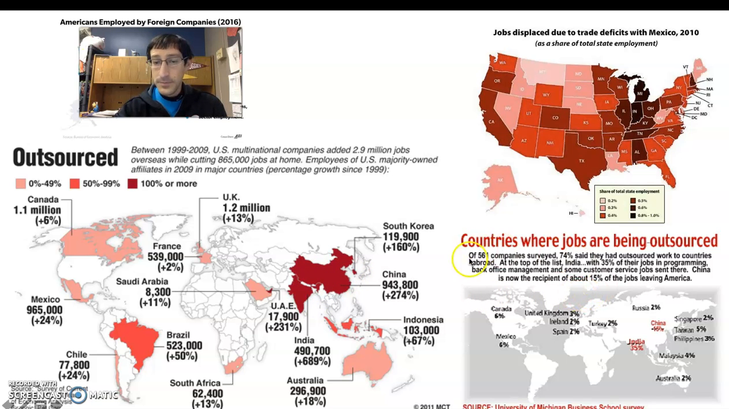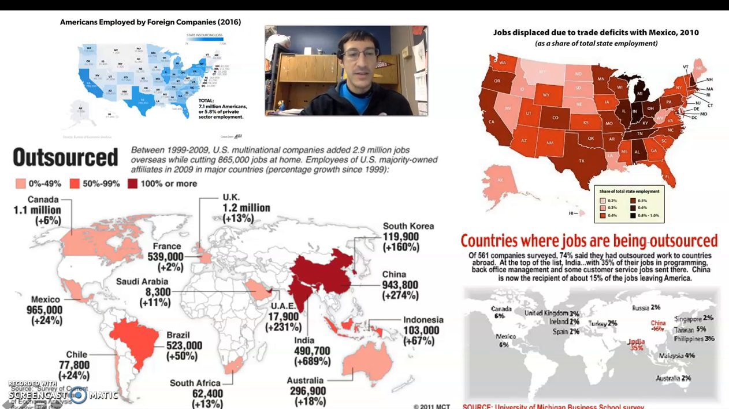So of 561 companies that were surveyed, 74% outsourced work to countries abroad, with India being 35% of jobs in programming, back office management, so that would again be accounting services and things of that nature, and then some customer service jobs there. So yeah, very, very high amounts within that, and that was about 2015 is what that number came from. And this one, can't see it, from the U.S. Business Bureau or United States Bureau of Economic Analysis.